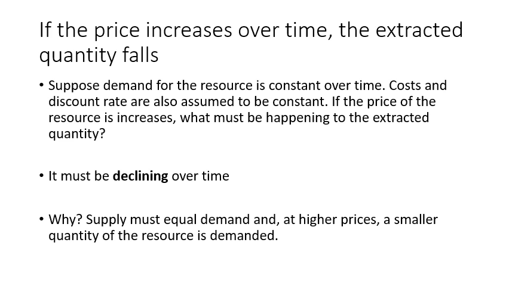This also can tell us about how the quantity extracted changes over time. If the price increases over time, the extracted quantity must fall over time. We have to assume that the demand for the resource is constant over time. The costs and the discount rate are also assumed to be constant. In other words, the production costs are constant. If the price of the resource is increasing, what must happen to the extracted quantity? Well, it must be declining over time. Why? The supply must equal demand, and at higher prices, a smaller quantity of the resource is demanded. This is just the law of demand.